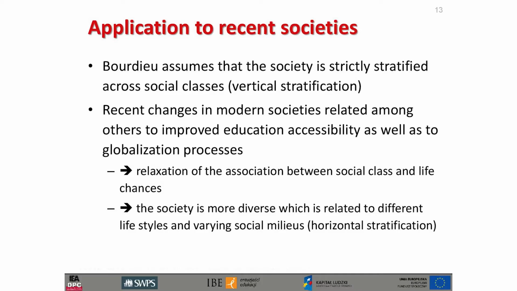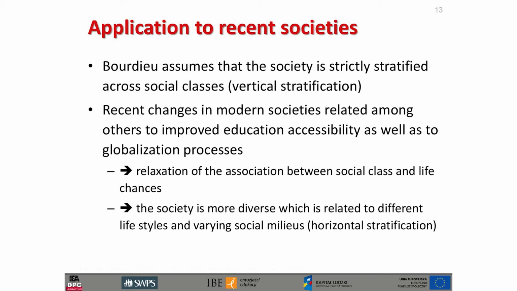There has been some criticism of Bourdieu's theory, especially concerning the application to recent societies, because Bourdieu assumes that the society is strictly stratified across social classes, and he's just considering this vertical stratification. But of course, recent changes in modern societies related, among others, to improved education accessibility, as well as to globalization processes, have resulted in a kind of relaxation of the association between social class and life chances, which means that social class doesn't determine future life chances. And the society is more diverse, which is related to different lifestyles and also varying social milieus.